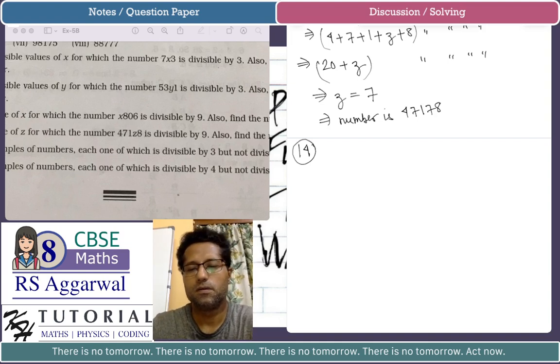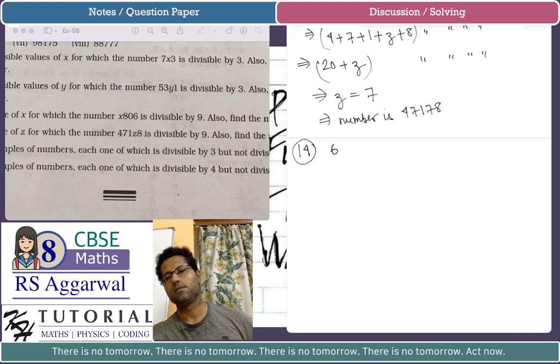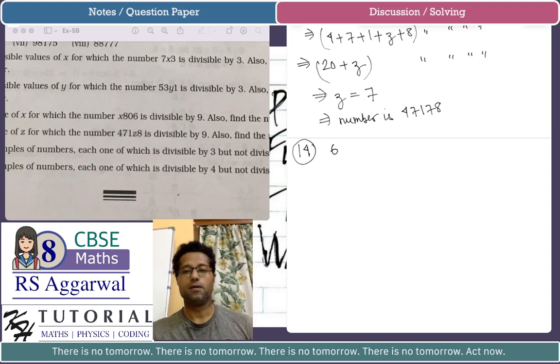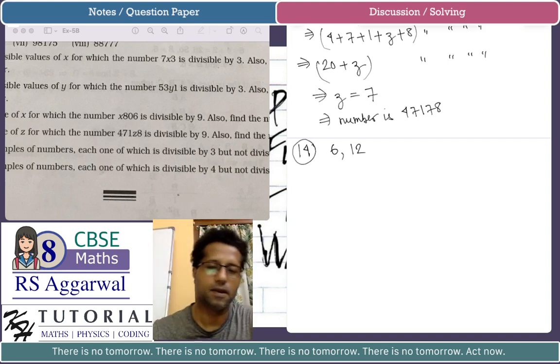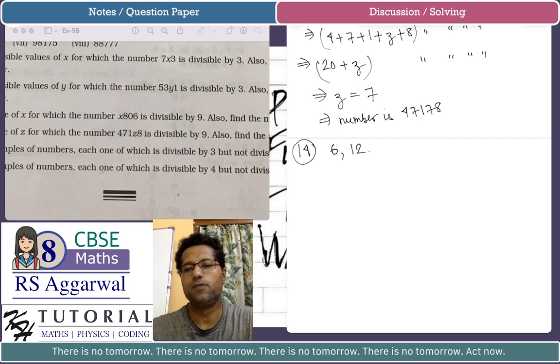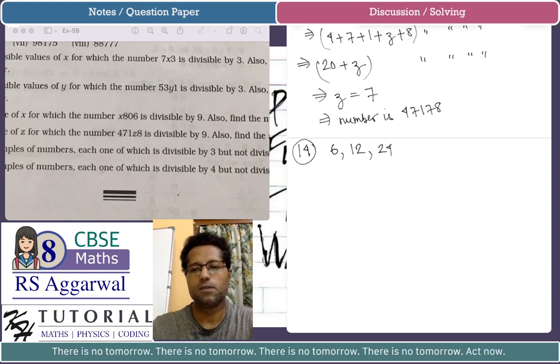So the numbers can be 6, because 6 is divisible by 3 and it is not divisible by 9. It could be 12. 12 is divisible by 3, it is not divisible by 9. It could be 24. Now these are 2-digit and 1-digit numbers.